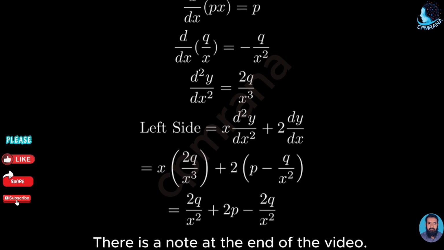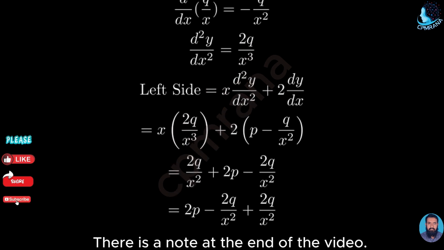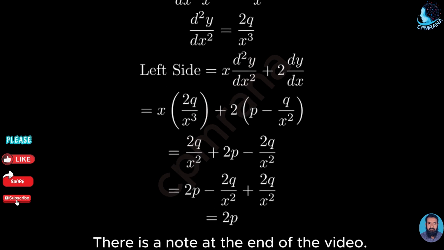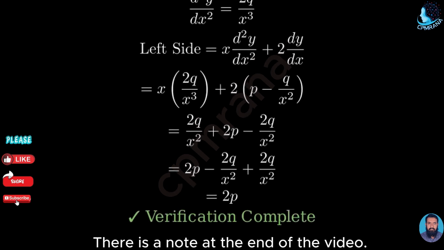First, x times 2q over x cubed simplifies to 2q over x squared. Then we distribute the 2, getting 2p minus 2q over x squared. Finally, the 2q over x squared terms cancel out, leaving us with just 2p. And this matches our right side, verifying that the equation holds true.